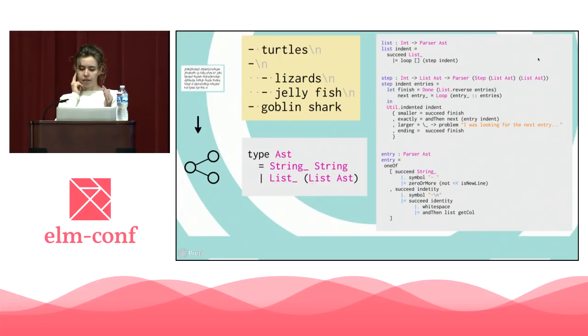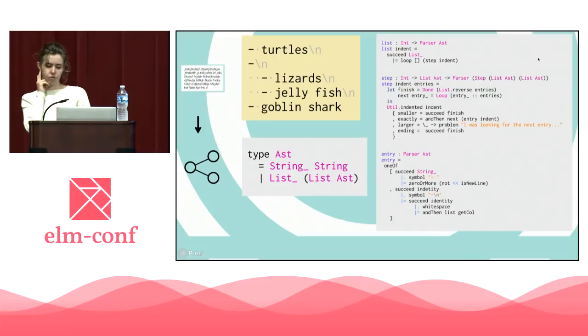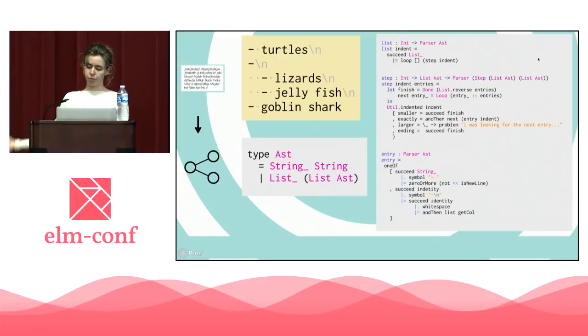And then for each step, I made this helper function, which asks what is the indentation we expect, so we can act relative to that indentation. If it's smaller, then it means that we're going back into a parent array or list, and then we should be done. If it's exactly equal, then we expect a new element. And if it's larger, that means you messed something up and you have to report a problem. And if it's ending, you're ending.